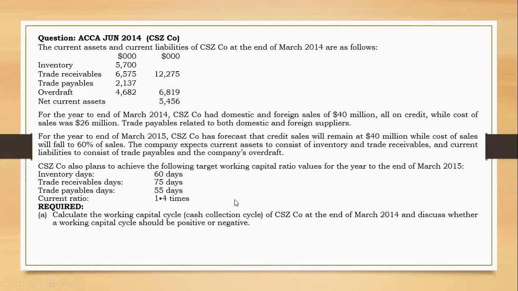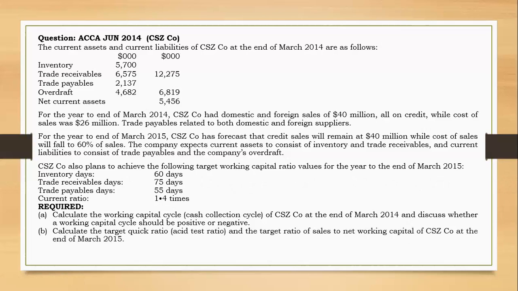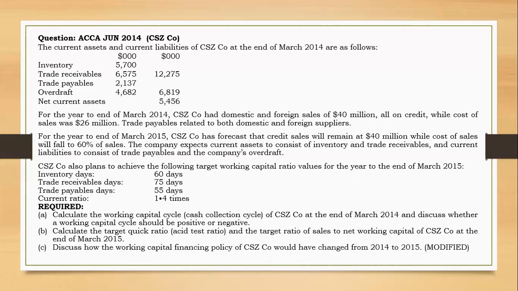Then you have B, calculate the target quick ratio and the target ratio of sales to net working capital. And then we have C, discuss how the working capital financing policy of CSZ would have changed from 2014 to 2015. I've modified it a bit. And lastly, discuss the 3 internal methods which could be used by CSZ to manage foreign currency transaction risk. I've modified it a bit too. Now I'll just go to part A. We will proceed with part B and C in other videos. So let's start with part A.